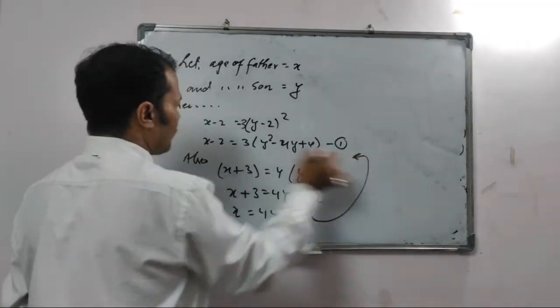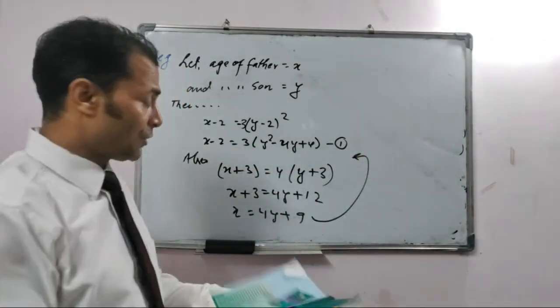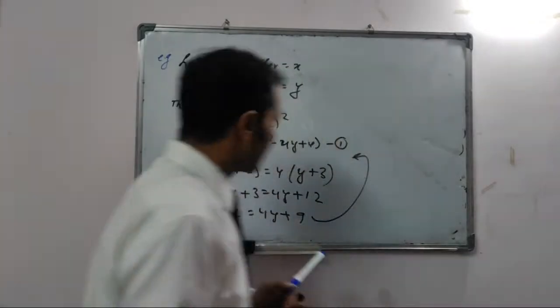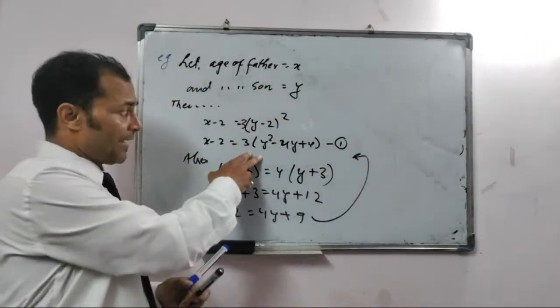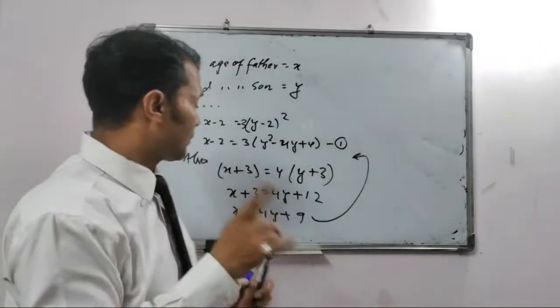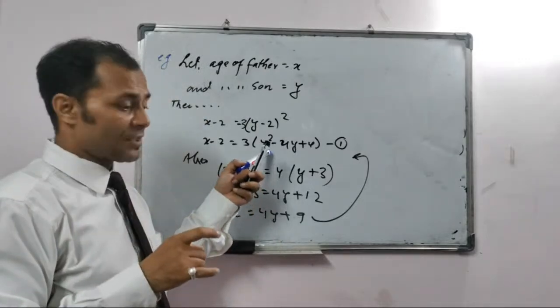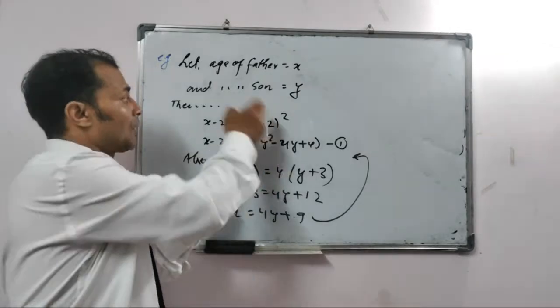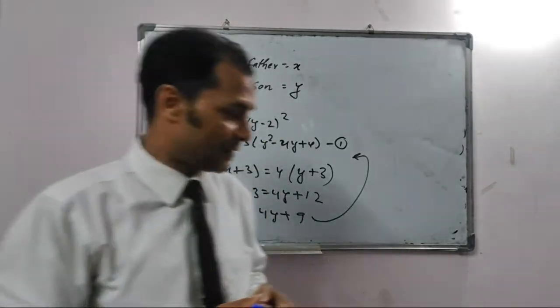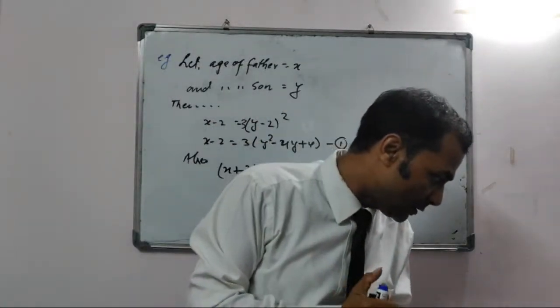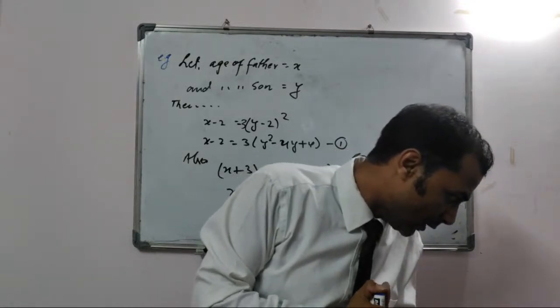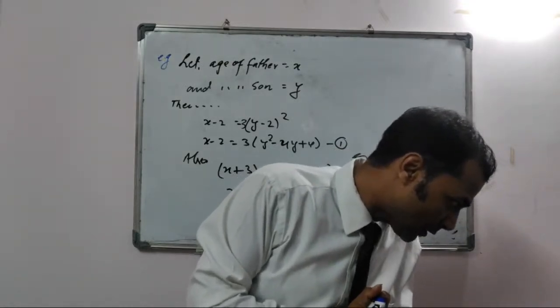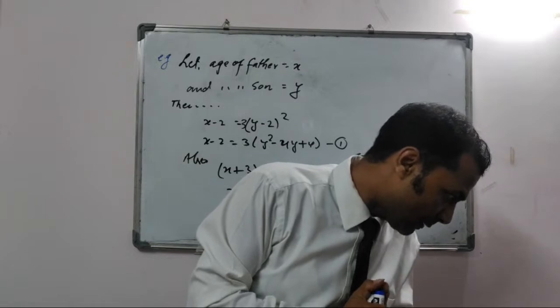And I'll just put this value over here. You'll be getting a quadratic equation. Just solve it out and you'll be getting 2 different values of y. One will be positive and other will be negative. Don't take the negative value since it is the age of son, right? Once you get the value of y, accordingly you'll get the value of x. Alright? Okay.